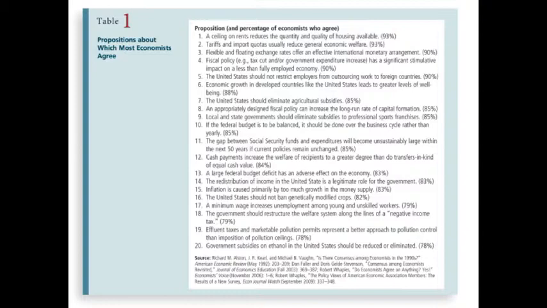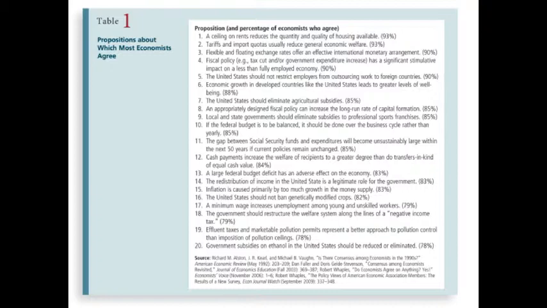The United States should eliminate agricultural subsidies. 85% of economists agree with that statement, which is basically saying economists think the Farm Bill should not exist. Local and state governments should not subsidize professional sports franchises. A lot of places do. A lot of places subsidize building a stadium. There's other issues with macroeconomics. 14, the redistribution of income in the United States is a legitimate role for government. We're starting to get a little bit lower here, 83%.